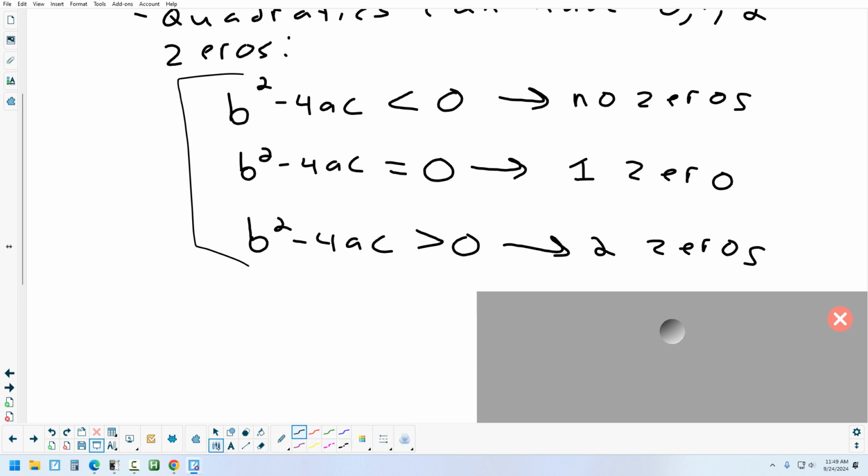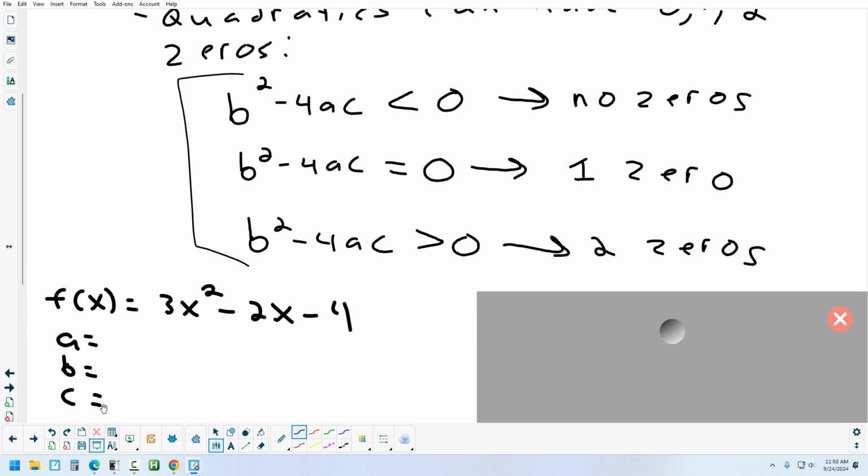So let me just make one up. Let's do f of x equals 3x squared minus 2x minus 4. I don't want to know the exact answer. I just want to know how many times it crosses the x-axis. Okay. What's A in this case? Yeah, 3. How about B? Negative 2. And C? Negative 4. Let's see what B squared minus 4AC is.